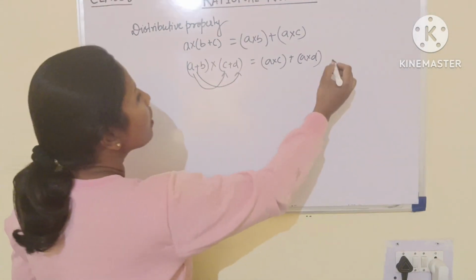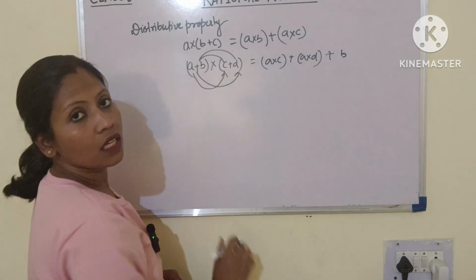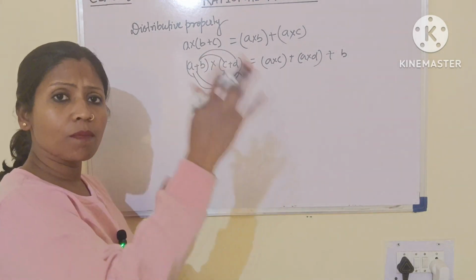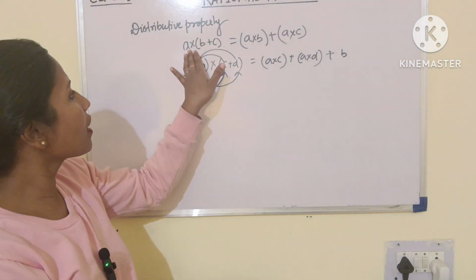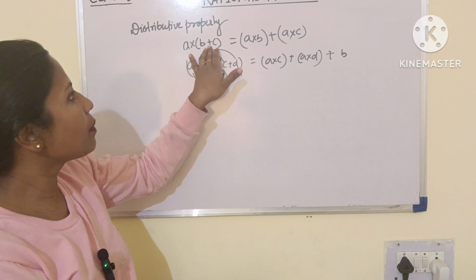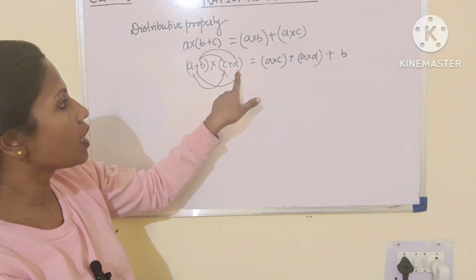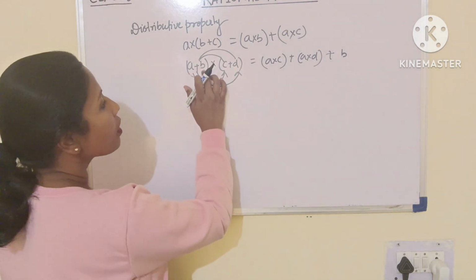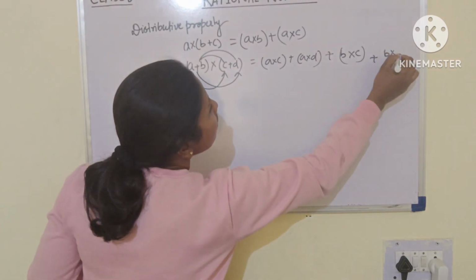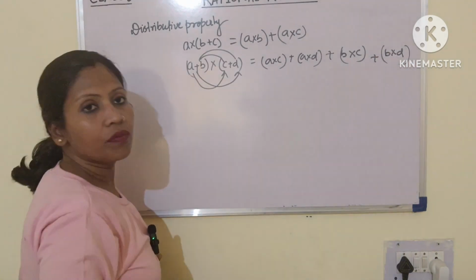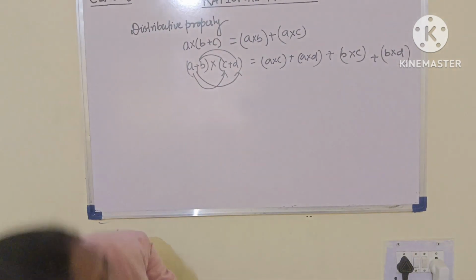Now b. So now you have to multiply b with c and b with d. Whatever the members are there, you have to multiply each member with each one, right? So here we are following the same. a I multiplied with b, a I multiplied with c. Here also a I multiplied with c and a I multiplied with d. Now I am talking about b. So I'll multiply b with c and then b with d. And we'll add all those. So this is called distributive property.